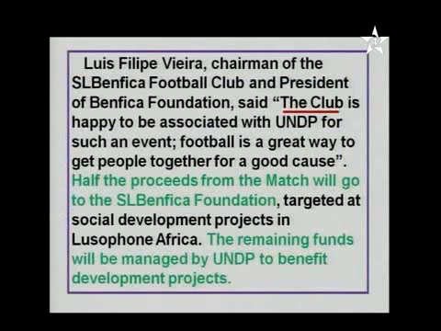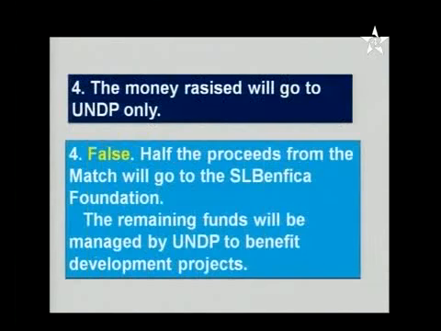Right. Please, same thing. Can I draw your attention to the part of the text which is highlighted in green? It says, half the proceeds from the match will go to the SL Benfica Foundation. And further down, it says, the remaining funds will be managed by UNDP to benefit development projects. So, it's false, because the text says half the proceeds from the match will go to the SL Benfica Foundation. It also says the remaining funds will be managed by UNDP to benefit development programs. Right.